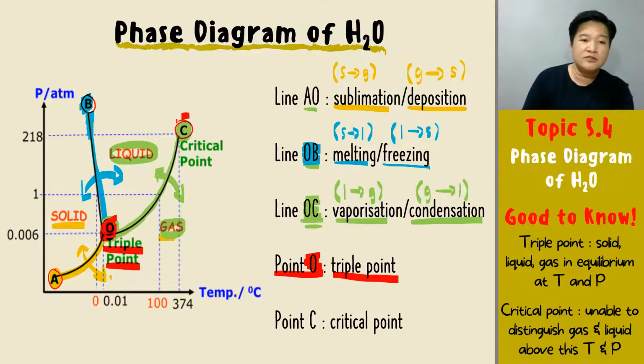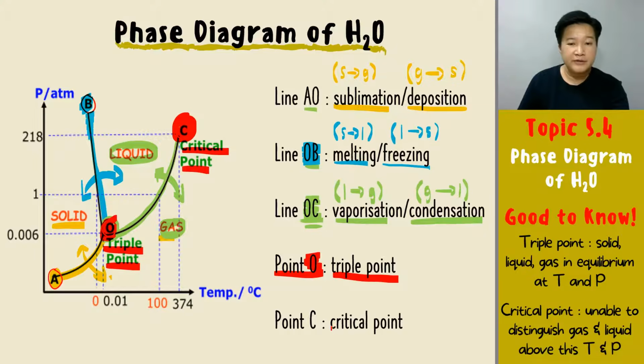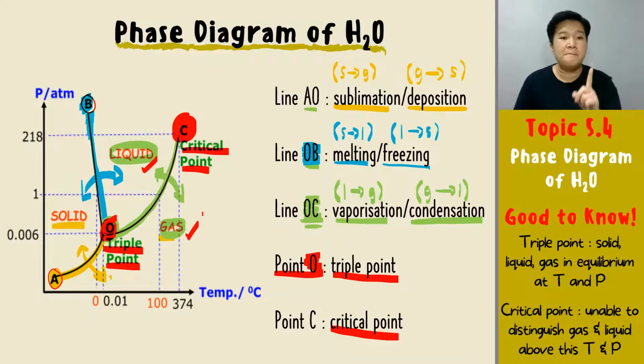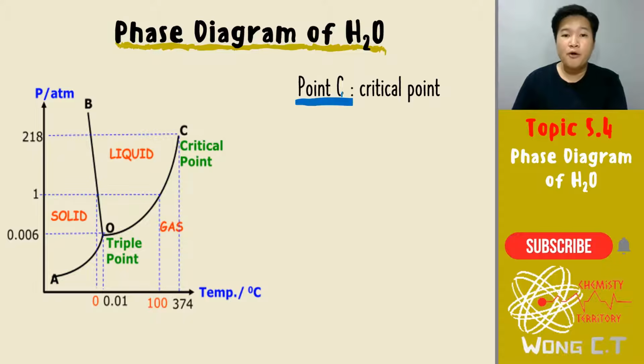Last but not least is your critical point over here. That is your critical point. Okay? Bear that in mind, critical point is definitely between liquid and gas. Don't mix it up. Okay? Critical point is always between liquid and gas. Let's start with your point C.